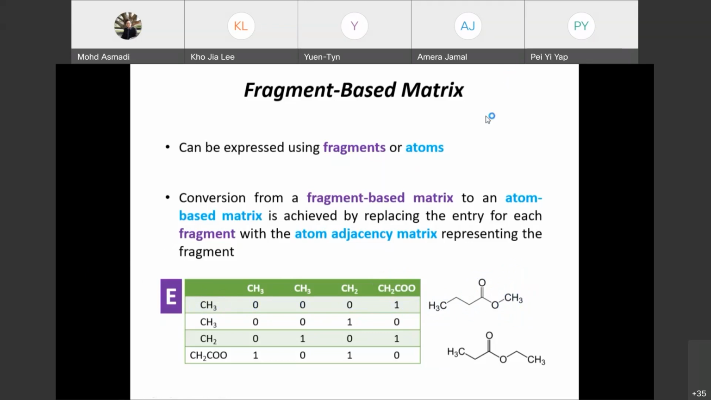Okay, how about the second CH3? For the second CH3, the adjacent fragment is only CH2, meaning only one. How about CH2? For CH2, we have one for CH3, and we also have one for CH2COO.